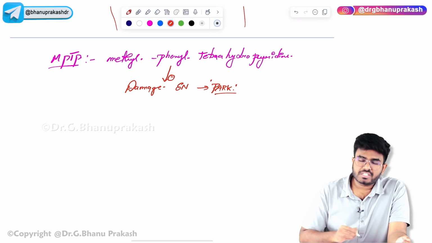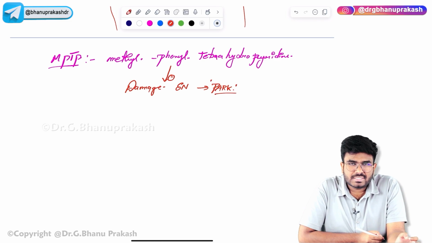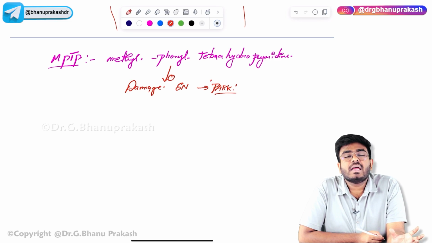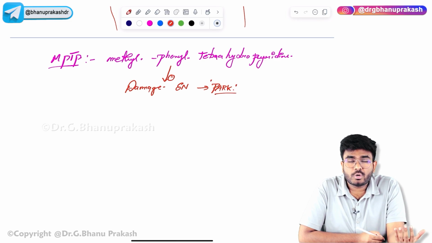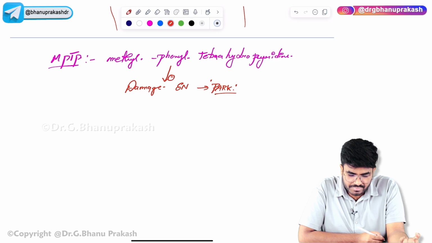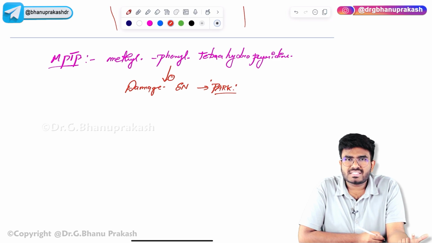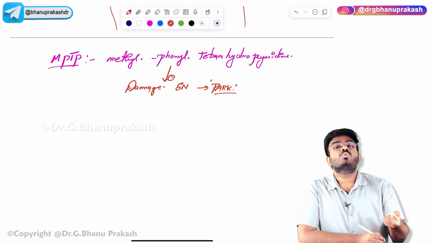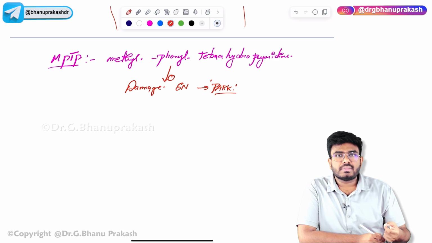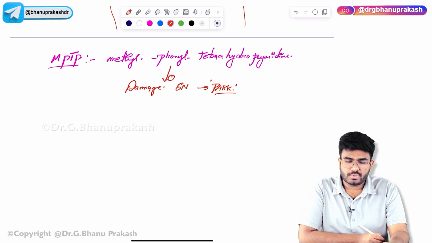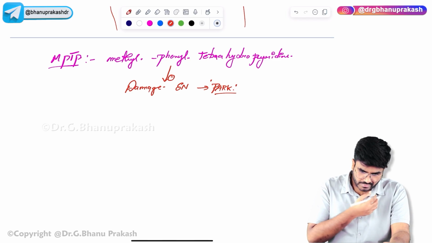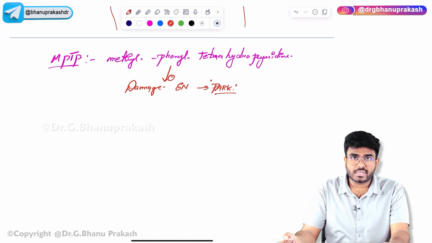Actually, it's a contaminant of the opioid drugs. Previously, the opioid drugs were contaminated in the labs with this chemical, which is called MPTP. Those patients who consumed this MPTP developed Parkinsonism. That's one important point which I want you to know. So methyl phenyl tetrahydropyridine is the one which can lead to Parkinsonism.